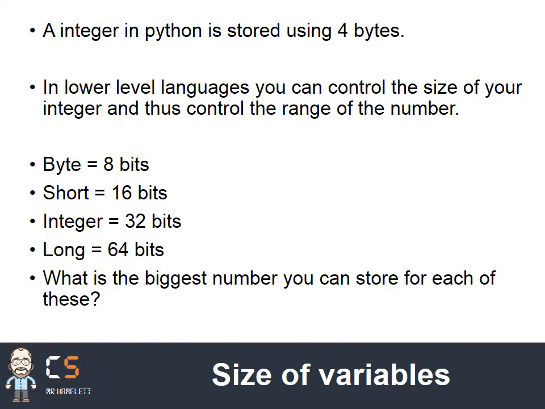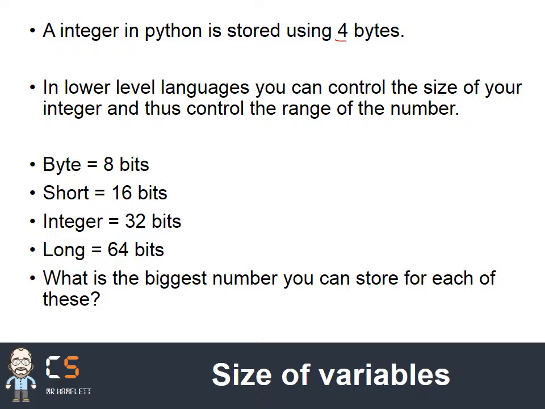So in this video we're going to look at how to store negative numbers in binary. Before we get started, it's worth having a think about data types and binary. An integer in Python is stored using 4 bytes, and that'll be signed, which means it will be both positive and negative.